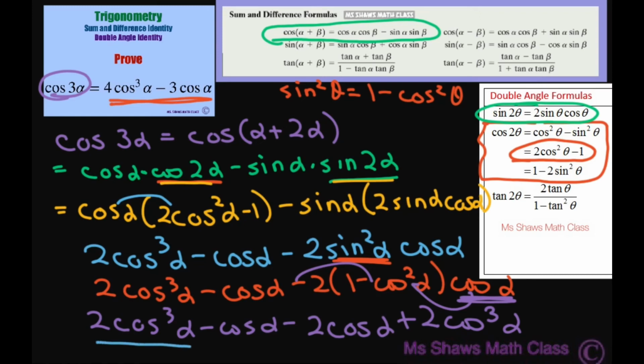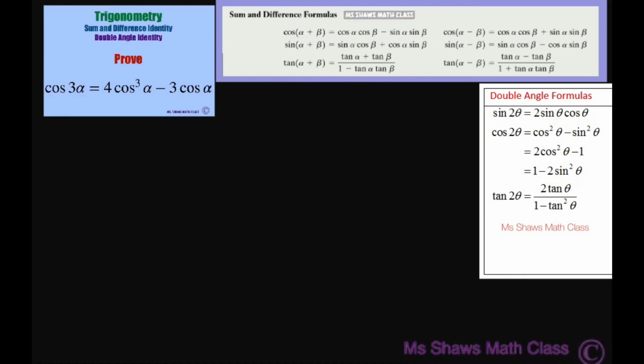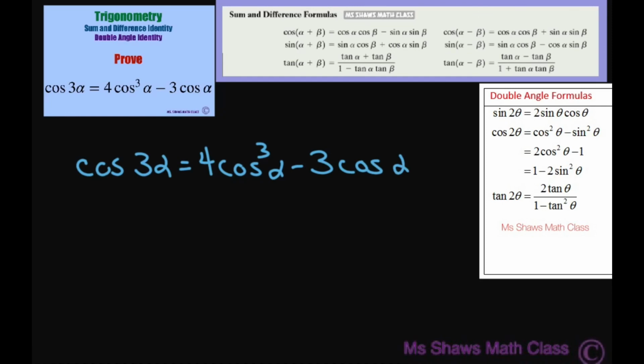We have 2 cosine cubes, we have 2 cosine cubes here. That's what gives me the 4 cosine cubes. Then we have negative 1 minus 2, which is our negative 3 here. So basically, to finish this up professionally, we can now write that cosine of 3 alpha equals 4 times cosine cubed of alpha minus 3 cosine of alpha. And this will be your final answer.